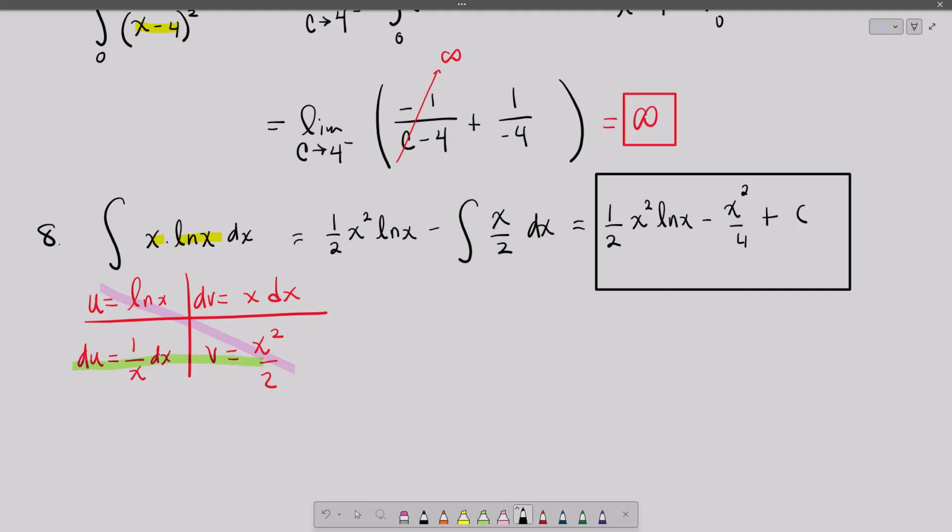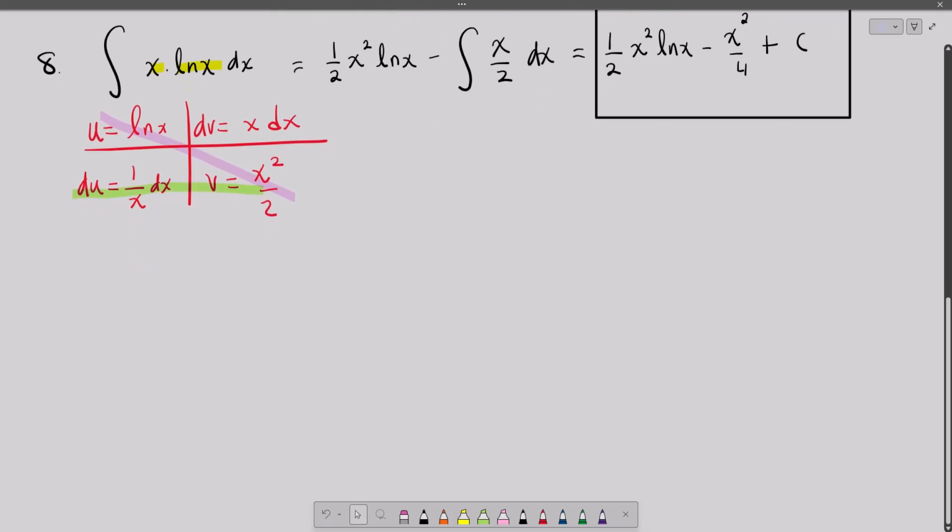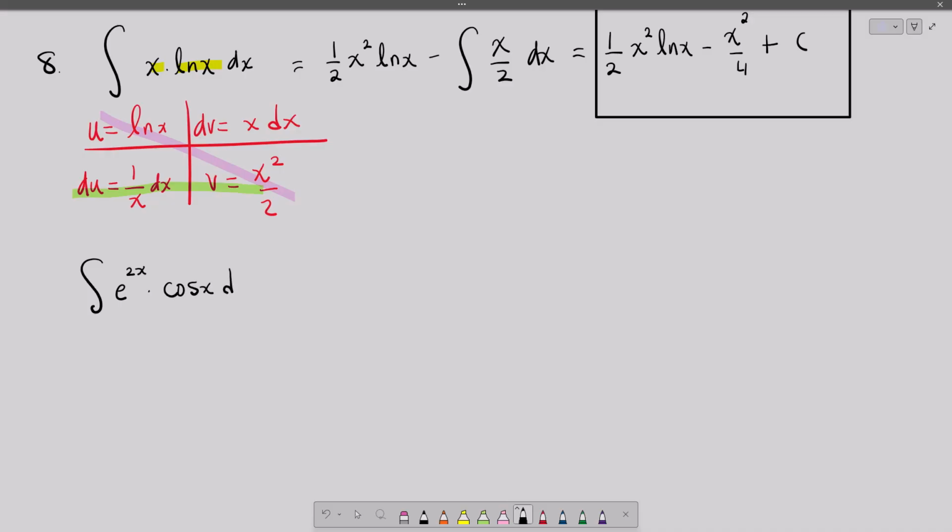And then the other integration by parts that we had was the integration by parts with a twist. The integration by parts with a twist was when we had both functions having circular derivatives. So with the twist, we have something like e to the 2x multiplied by sine or cosine. If we have something like that, we would do integration by parts with a twist.